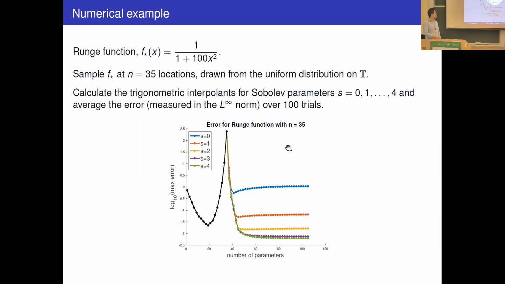So as you can see, with 35 points, whenever the number of parameters is less than 35, I just do the best L2 fit of the data, and we have this classical U-shaped curve predicted by the bias-variance trade-off. But in the overparameterized regime, depending on which Sobolev parameter we pick, we get different errors. And something interesting happens, which is that for certain Sobolev smoothness parameters, the overparameterized interpolants actually do better than the optimal underparameterized ones. So this figure is just saying that maybe taking more parameters than necessary isn't a terrible idea.